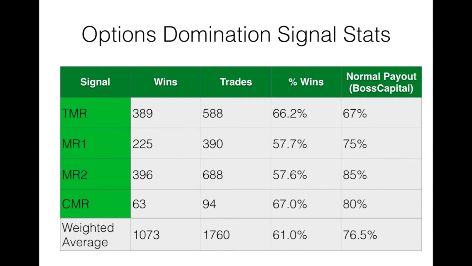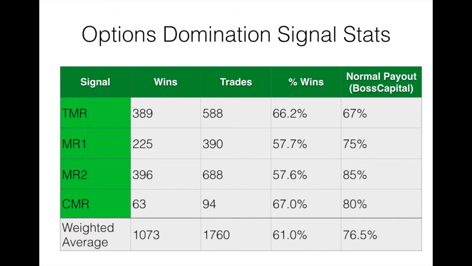So for the TMR, those are short-term, typically 5-minute trades, and on Boss Capital, that's generally 67% payout. Now for the other three, those are all generally hour-long trades, and in that case, the payouts vary quite a bit, anywhere from like 75 to 85%. Now, for demonstrating purposes, I gave each of these signals a different payout, 75, 85, and 80. Now, if you're on a different broker, those will change, so you'll need to put in your own inputs there.